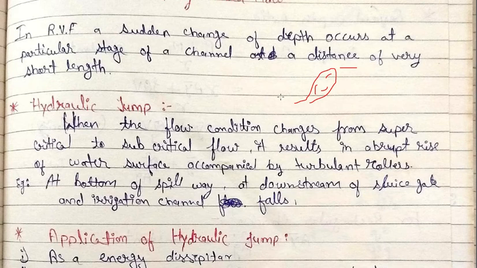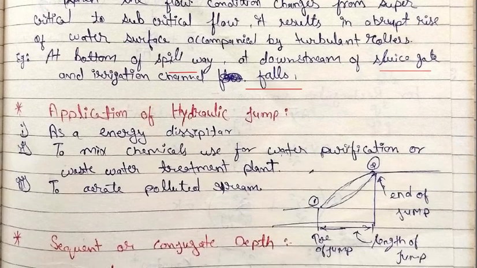Some examples where the jump is formed: at the bottom of a spillway, downstream of a sluice gate, an irrigation channel fall, and many more examples of hydraulic jump where flow changes from supercritical to subcritical. This is the application of hydraulic jump.